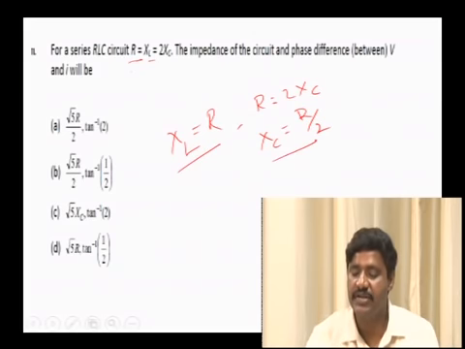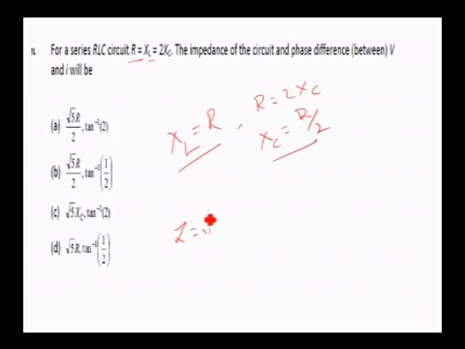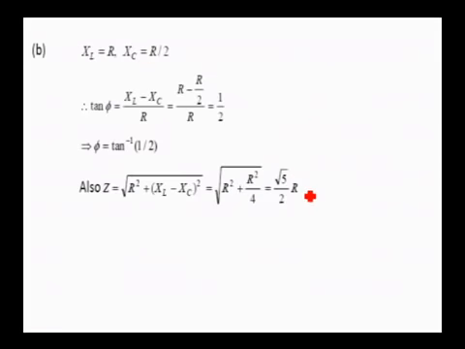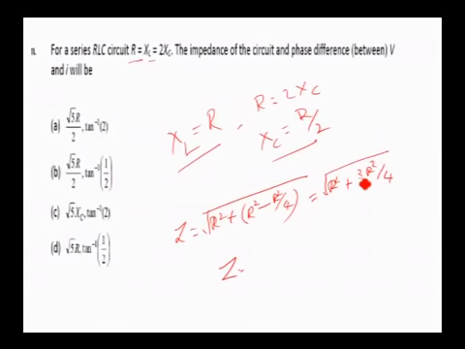Then what is the impedance? We have an impedance formula. Z is equal to root of R square plus (XL minus XC) square. XC square is what? R square by 4. What do you get? Root of R square plus R square minus R square by 4, which is 3R square divided by 4. So you get 4R square plus 3R square. Simplification is done here. See, R square plus R square by 4. This one, not 3R square.